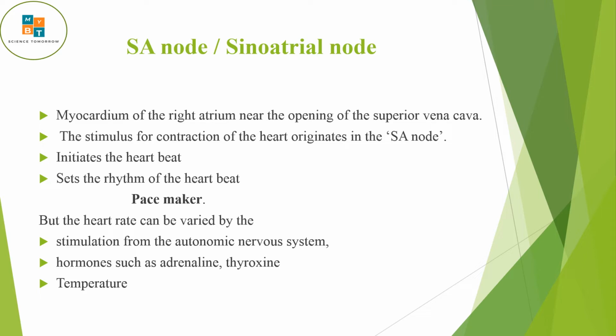And the heart rate can vary in different situations. This heart rate variation can be due to stimulation of the autonomic nervous system. Basically the sympathetic nervous system will increase the heart rate, and as I said, parasympathetic activity will sometimes decrease the heart rate, and adrenaline and thyroxine hormones will increase the heart rate. And also an increase in temperature is a reason for an increased heart rate.